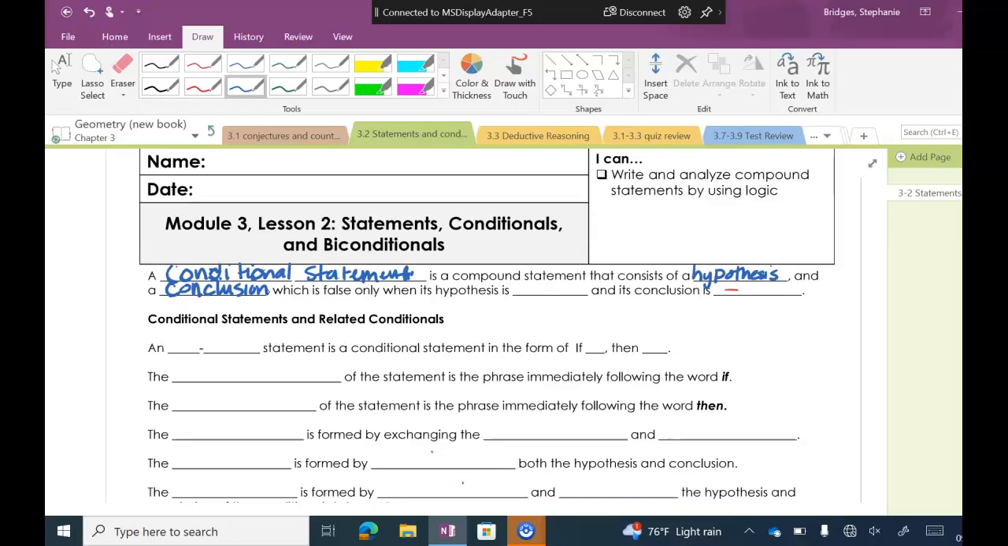And the conditional statement is false only when its hypothesis is true but the conclusion is false. And we'll talk more about that in just a little bit: how to determine if it's true or false, and then what to do from there.